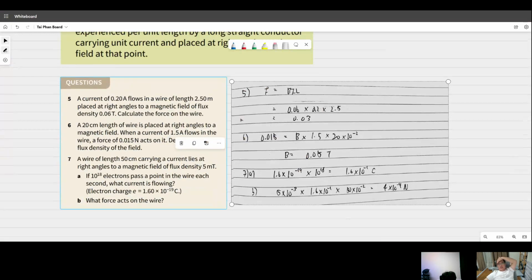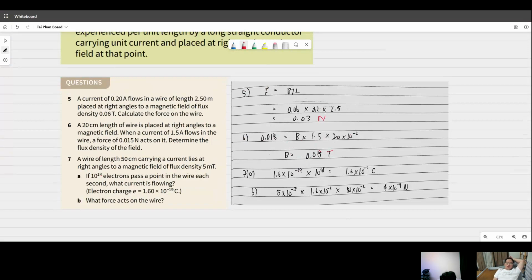B is 0.6 Tesla, current 0.2 amperes, and the length. Okay, you forgot the unit of your force. The next one, question 6. Knowing this, calculate the field, 10 to negative 2 divided. I think that's just a matter of using the calculator. I don't think you will make a mistake with the calculator, right? 0.08 Tesla.